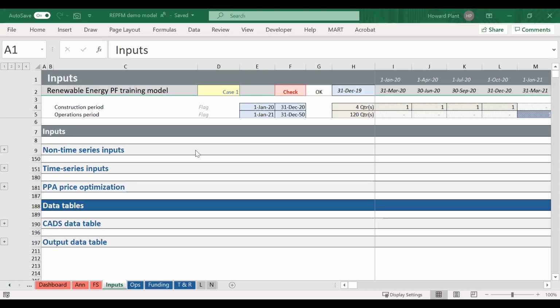I want to touch on the basics of the best practice side here. We're not going to spend too much time on it. But what we have here really is a number of different sheets down the bottom. And you can see there's different colors.